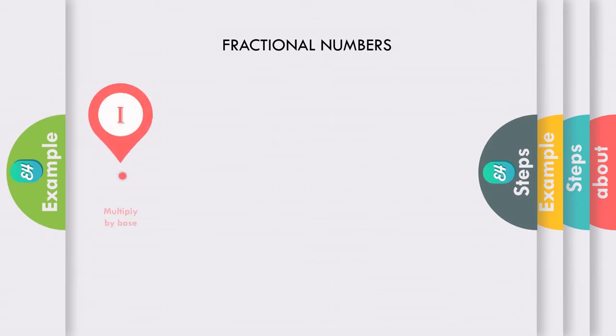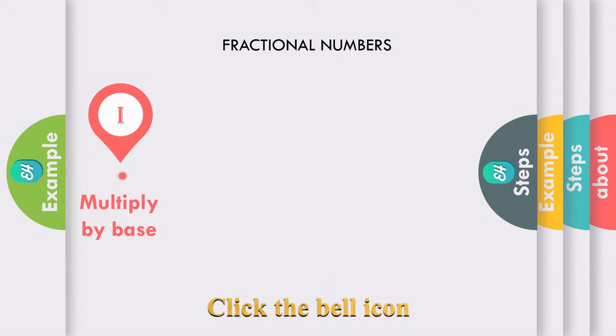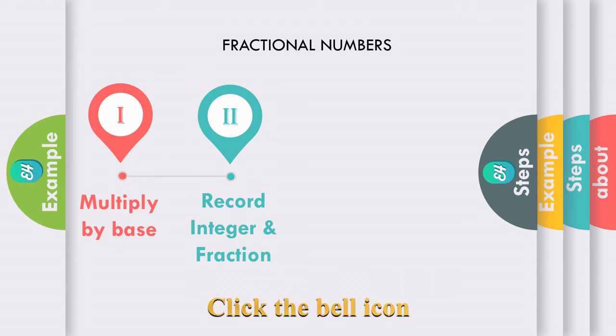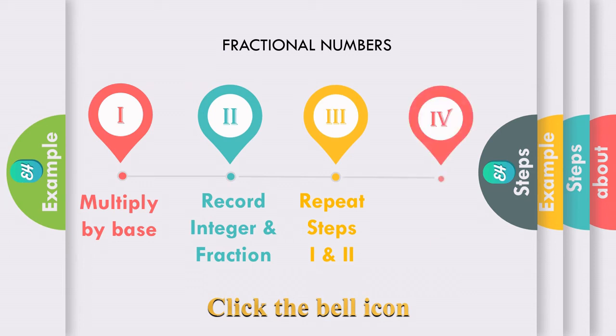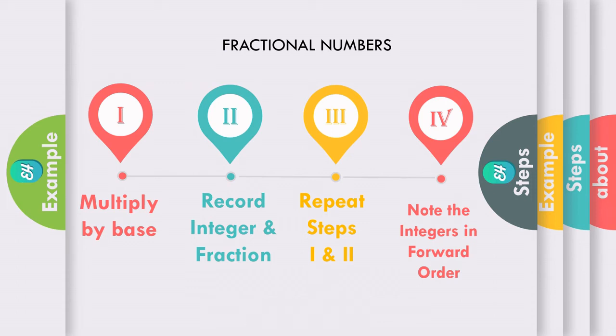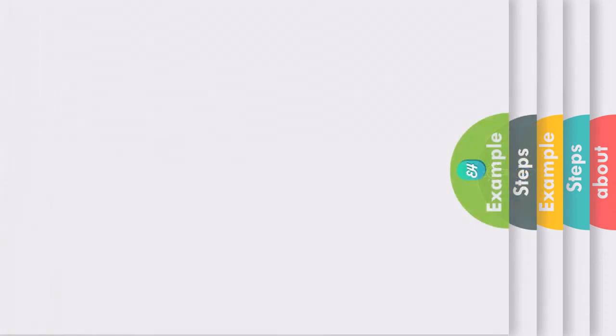In case of fractional numbers, step 1 is to multiply by the base of the number system to which we want to convert the decimal number. Step 2 is to record the integer and the fractional part. Step 3 is to repeat steps 1 and 2 again and again. And the last step is to note the integers in forward order. That is exactly opposite to what we did in integer numbers.